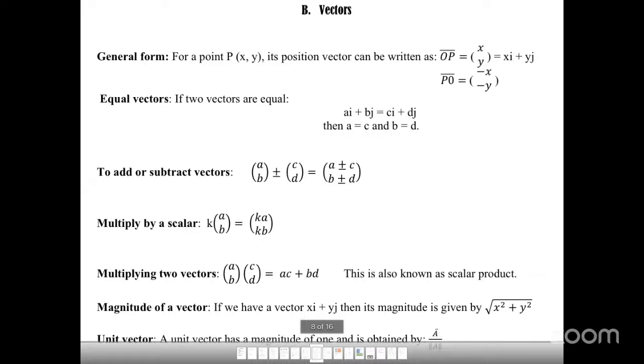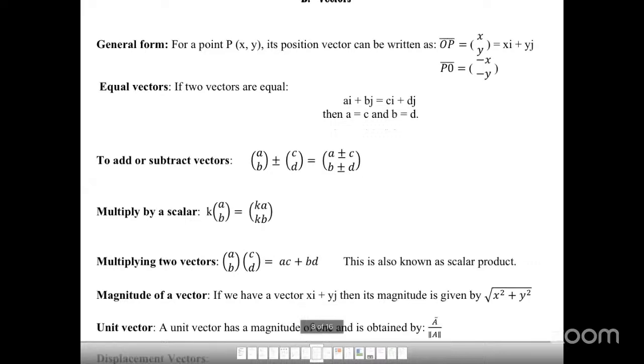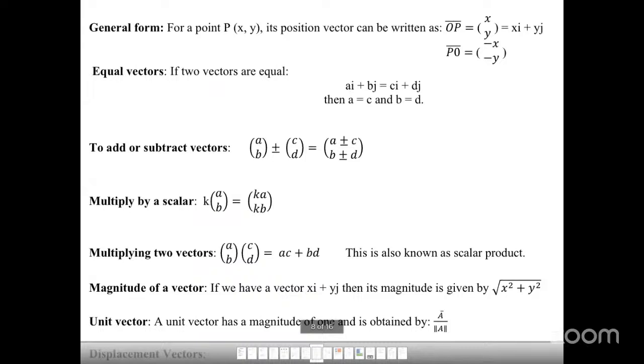Remember that we could write a vector like this, (x, y), or you can write xi plus yj. If instead of going O to P, we go P to O, what happens? You just put a minus sign. So you put minus x, minus y.